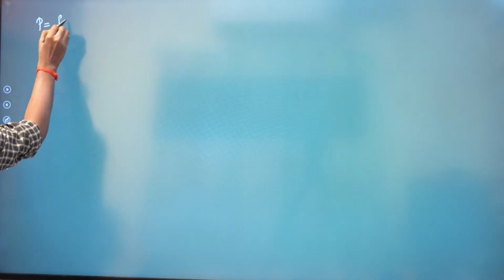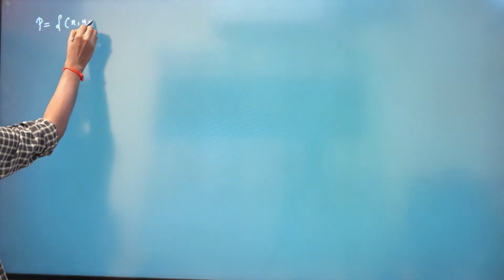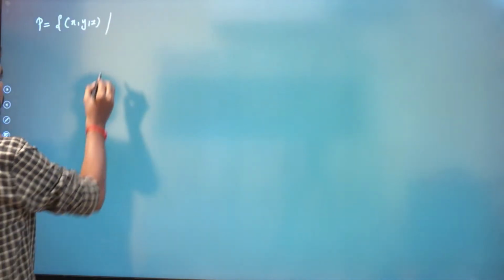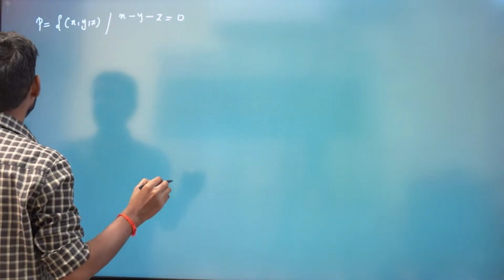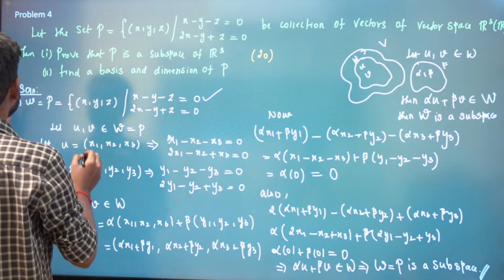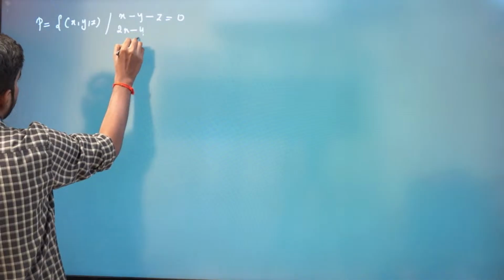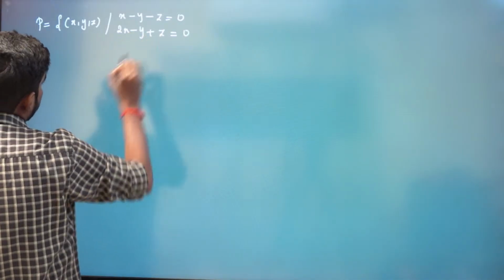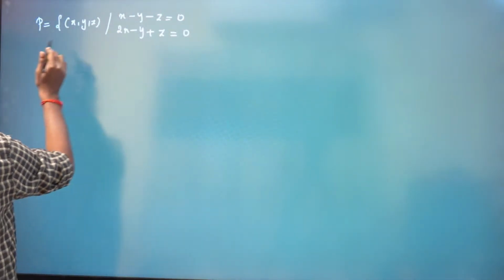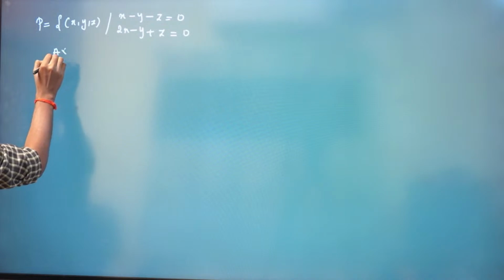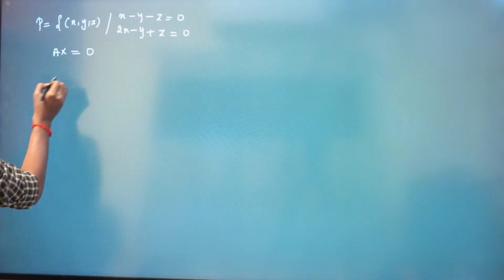So what is P here? P is our solution space of a homogeneous system: x, y, z such that x minus y minus z is equal to 0, and 2x minus y plus z is equal to 0. So we will find the dimension and basis. We just find the solution space, which is nothing but the solution of this homogeneous system Ax equal to 0.